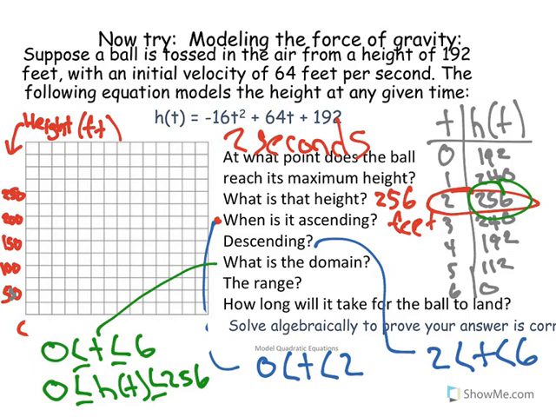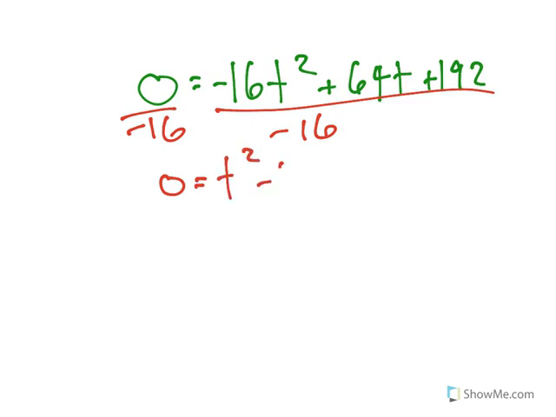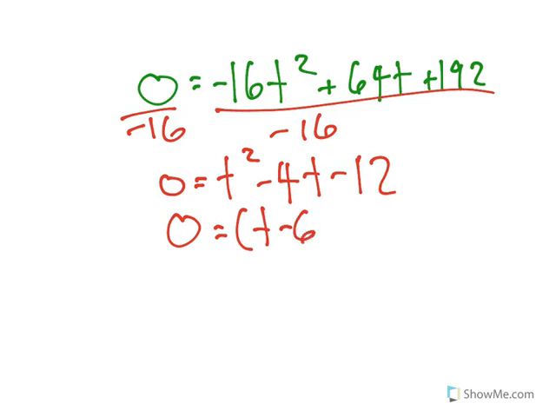And then it says, how long will it take for the ball to land? Well, that's a nice, easy question. It will take 6 seconds. And it says, solve algebraically to prove your solution is correct. So I can do that on the next slide, since I haven't really done too much of that in too much detail here. I've got negative 16t squared plus 64t plus 192. So I want to divide everything on both sides by negative 16. That's going to give me 0 equals t squared minus 4t minus 12. I could factor that really easily as t minus 6 times t plus 2.